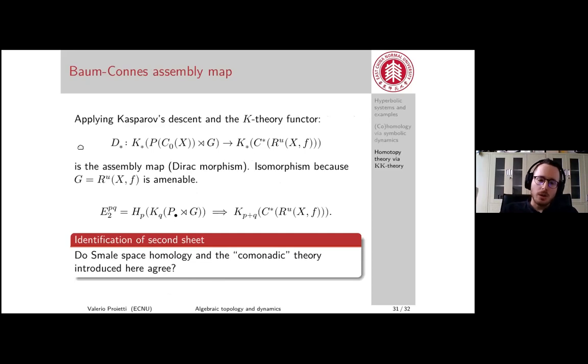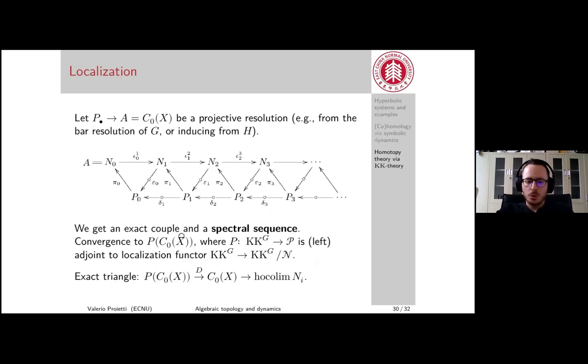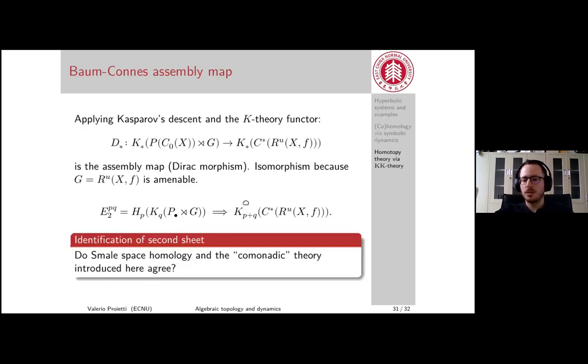So I get a map from PC0x, my approximation, to the original object. And it is known that, okay, now I apply descent. So my G was RUXF. So here I get the sister algebra I'm interested in. And here I get this other sister algebra, which is known to be the source of the Dirac morphism. So this is the approach used in the Baum-Connes conjecture. Now, because G is amenable, this map is actually an isomorphism. So the convergence here is not to PC0x, but actually to C0x itself, because these two objects are equivalent.